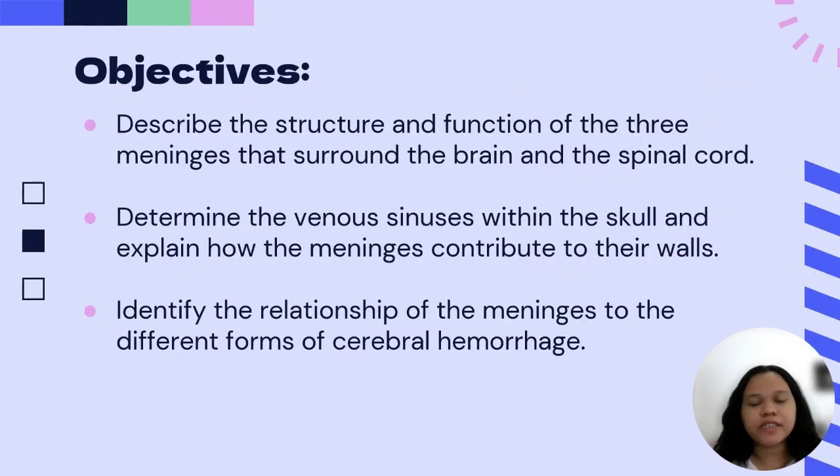Our objectives include the following. First, to describe the structure and function of the three meninges that surround the brain and the spinal cord; to determine the venous sinuses within the skull and explain how the meninges contribute to their walls; and lastly, to identify the relationship of the meninges to the different forms of cerebral hemorrhage.